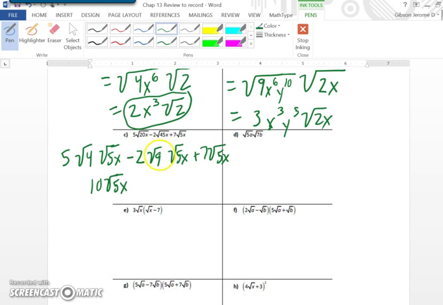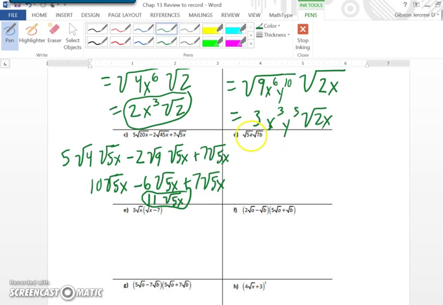Then we have minus 2, the square root of 9 is 3. Minus 2 times 3 would give us a minus 6 square root of 5x. And then plus 7 times the square root of 5x. 10 square root of 5x minus 6 square root of 5x plus 7 square root of 5x, because all of these are like terms. So you do 10 minus 6 is 4 plus 7 is 11, and you bring down your square root of 5x.